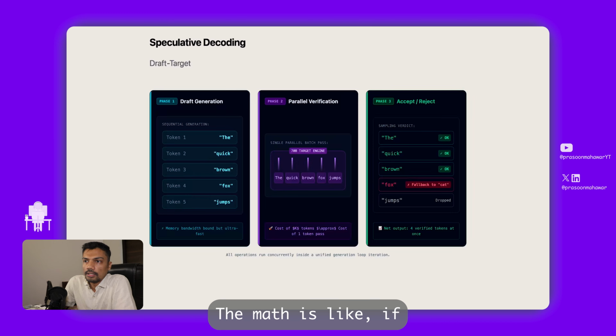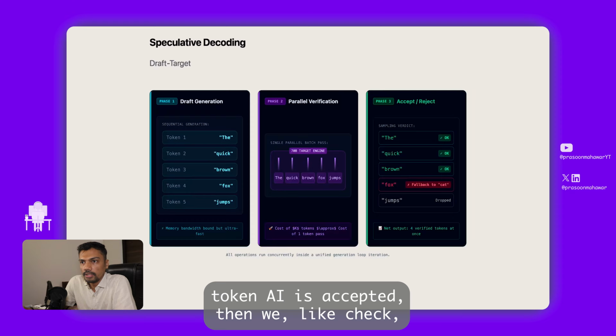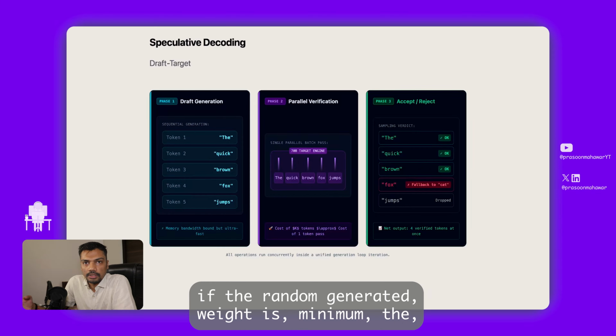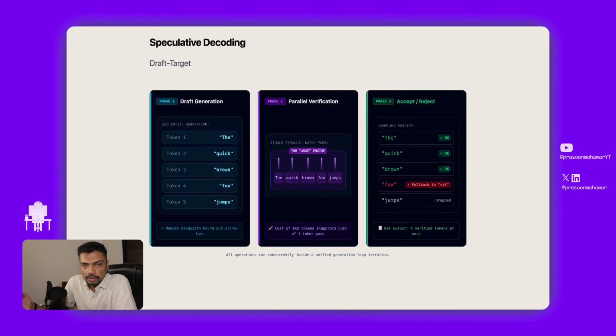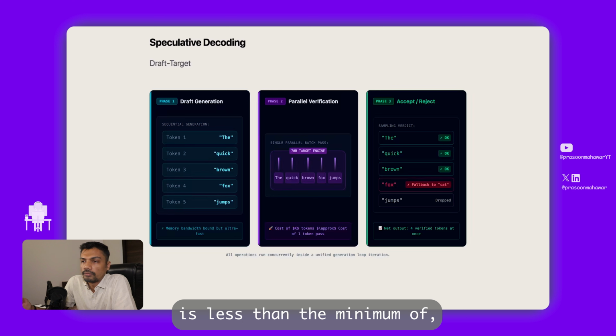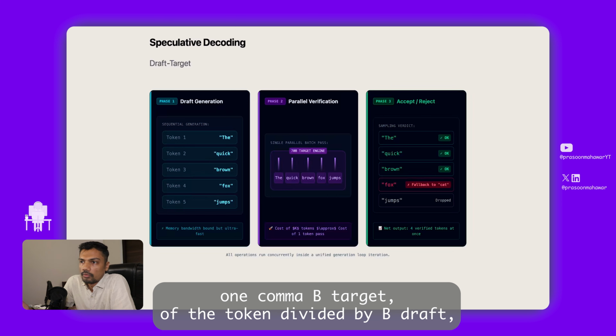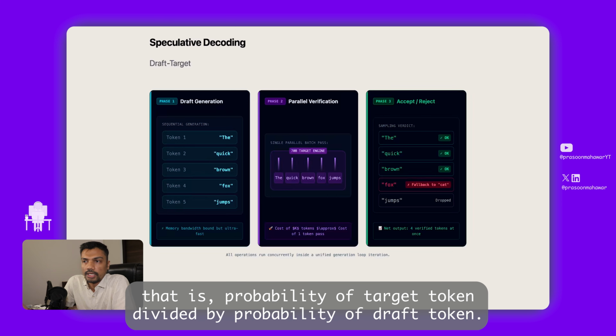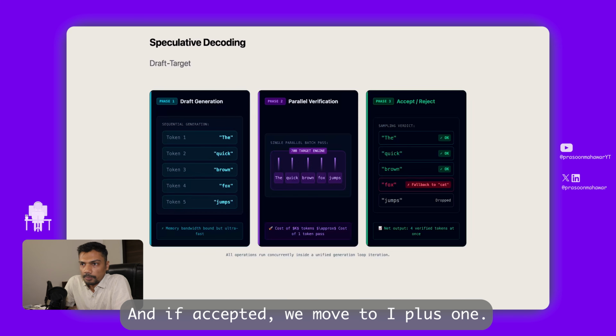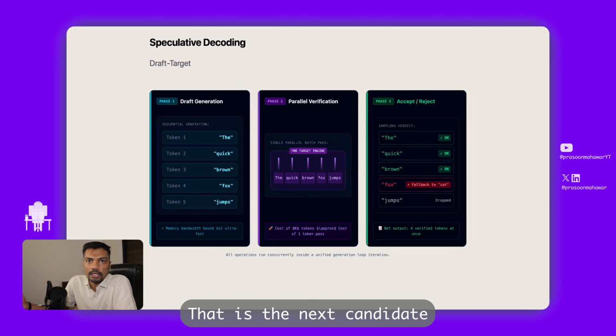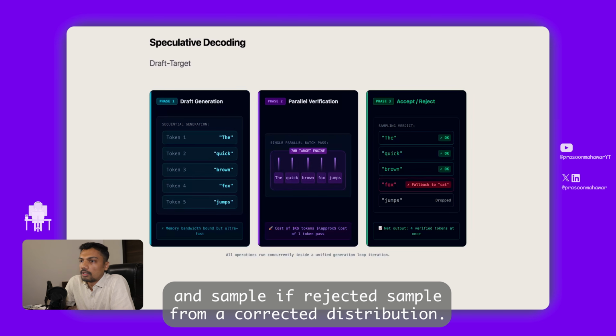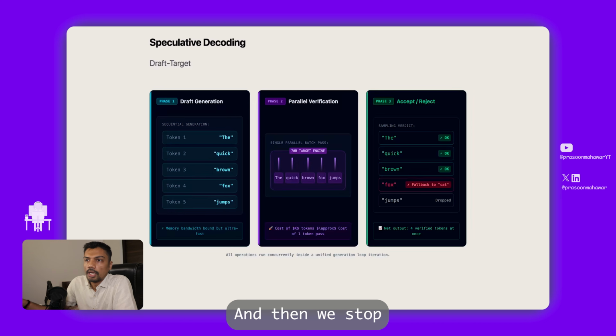The math is like this: to check if token i is accepted, we check if a randomly generated number is less than the minimum of 1 and p_target(token) divided by p_draft(token), that is the probability of the target token divided by the probability of the draft token. If accepted, we move to i plus 1, the next candidate, and sample. If rejected, we sample from a corrected distribution and then stop.